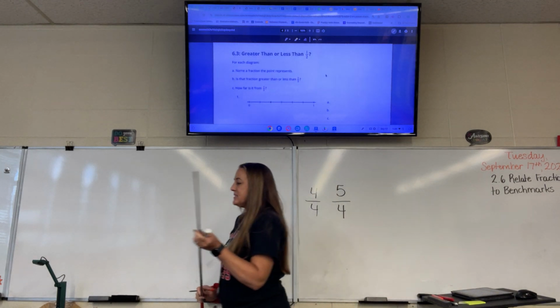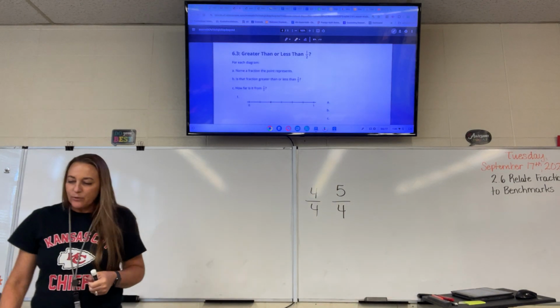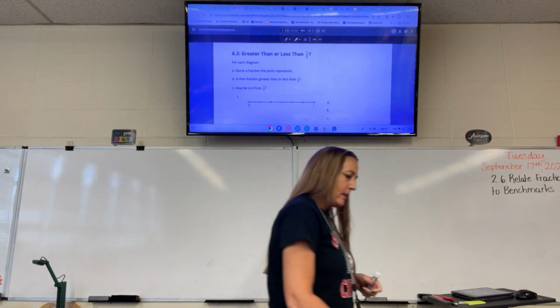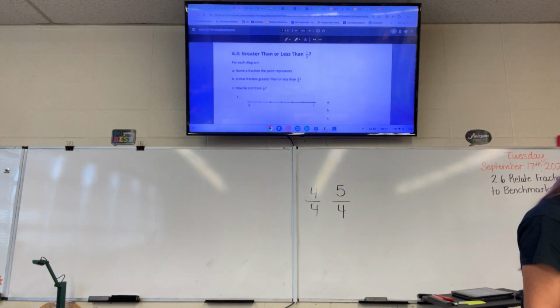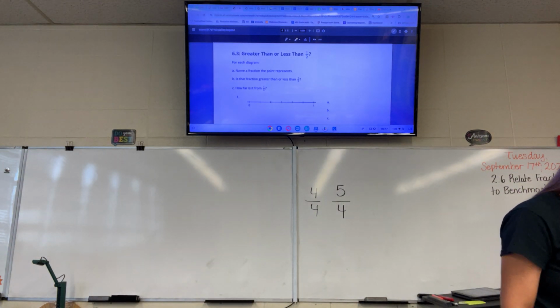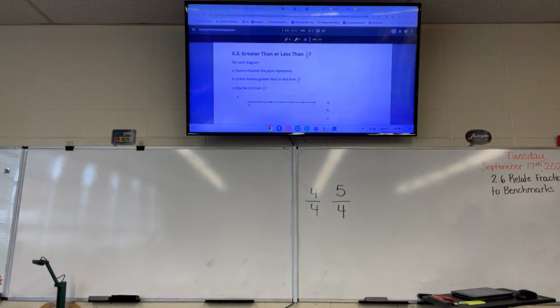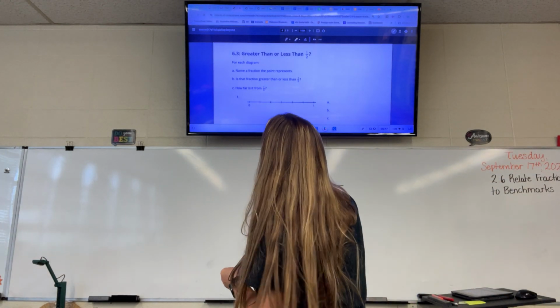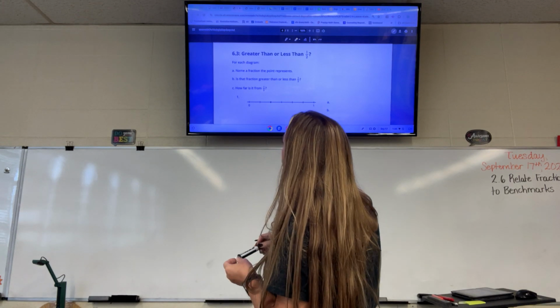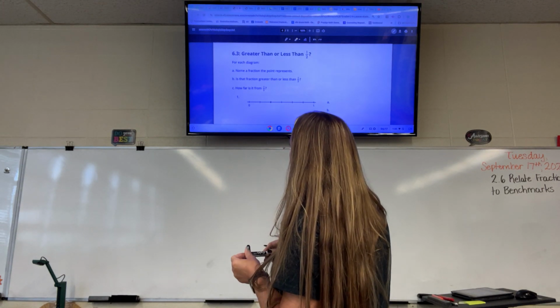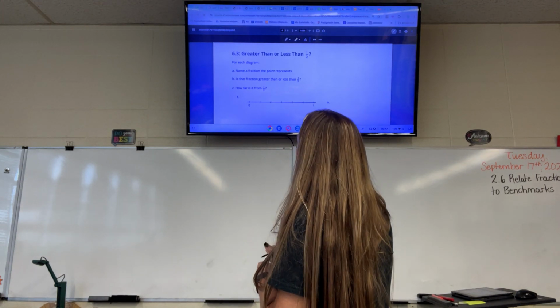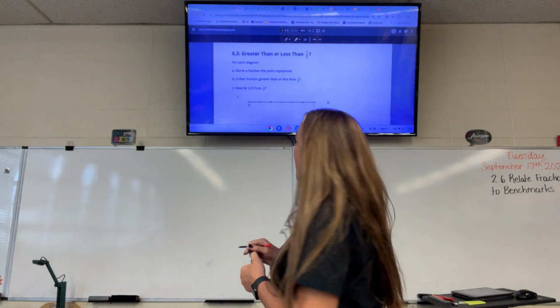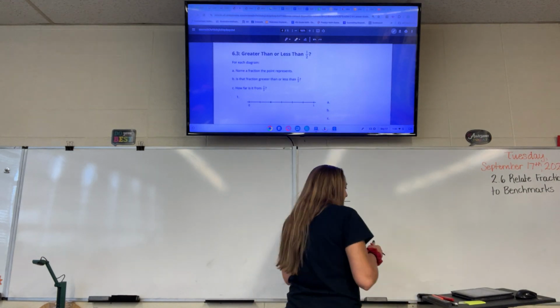And we're gonna do the same. So everybody go to 61. You're gonna have to fix it. So everybody on 61? Okay. So it says greater than or less than half. For each diagram, name a fraction the point represents. Is that fraction greater than or less than half? And how far is it from 1/2?